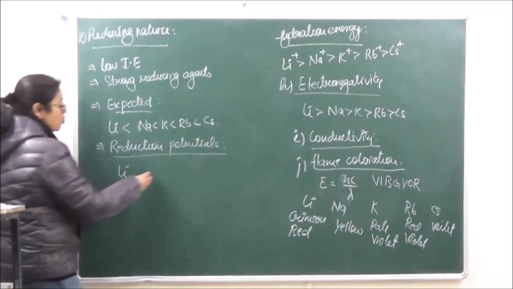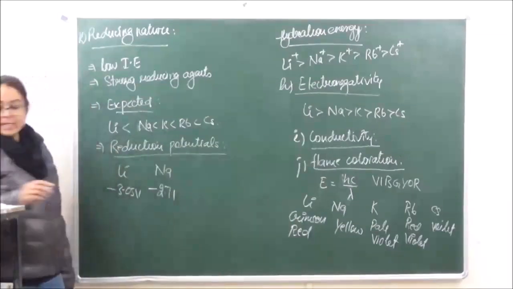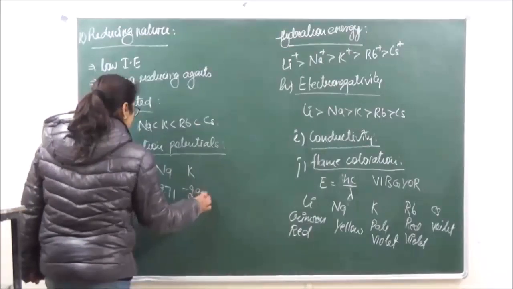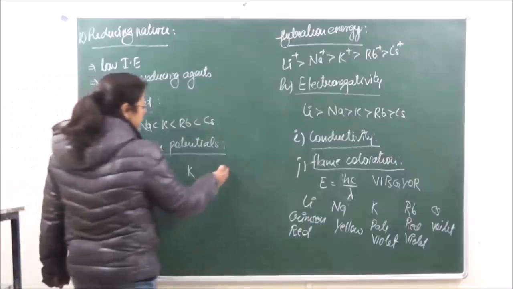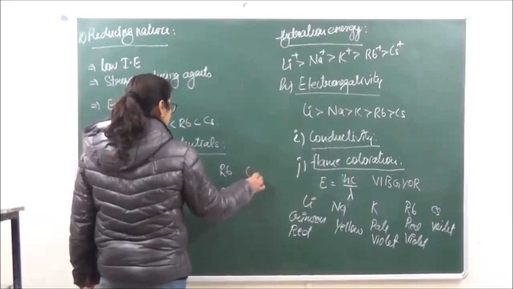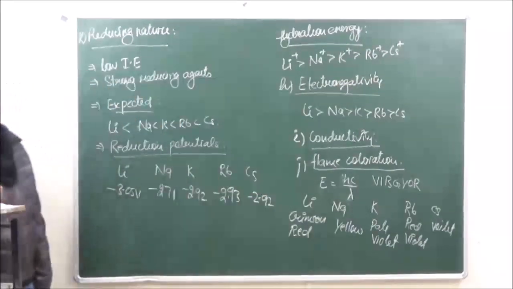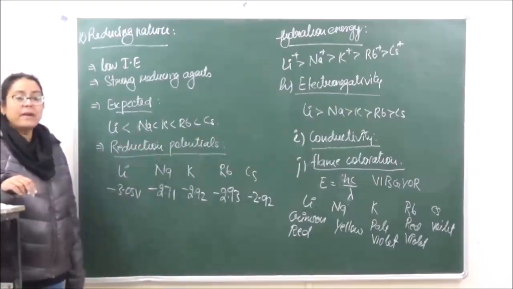After that, we have sodium minus 2.71, then we have potassium minus 2.92, we have rubidium minus 2.93, and we have cesium which also has minus 2.92. Now what is happening over here, such that the reduction potentials are opposing the expected trend.